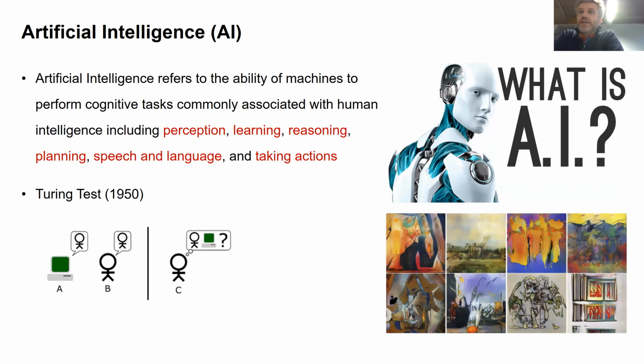Artificial intelligence is not so easy to define, but there's a kind of general consensus, namely that it refers to the ability of machines to perform cognitive tasks commonly associated with human intelligence, so including perception, learning, reasoning, planning, speech and language, and also taking actions. And in many tasks, computers have meanwhile reached superhuman performance.